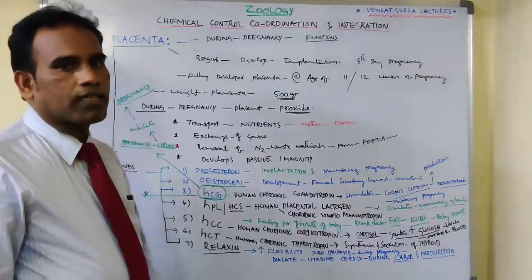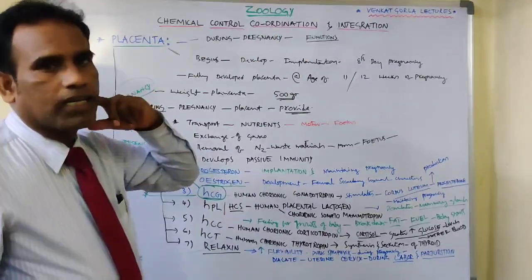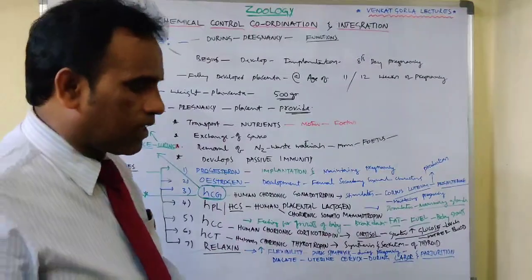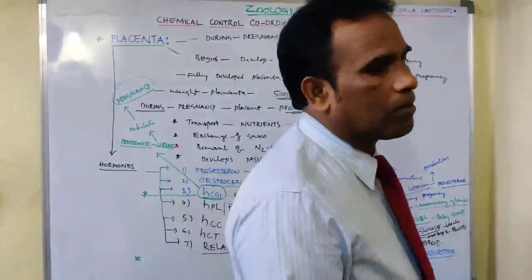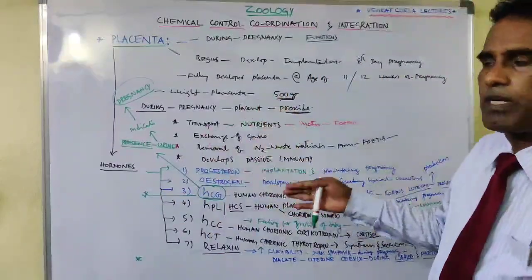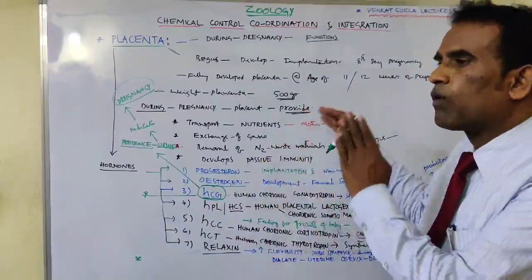I hope you all understand this. So placenta is a temporary endocrine gland. It is formed by two parts, maternal part and fetal part. The fetal part is called chorion and the maternal part is called decidua. Decidua consists of three parts: decidua basalis, decidua parietalis, and decidua capsularis, present in the wall of the endometrium.